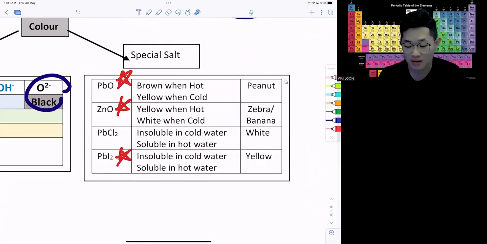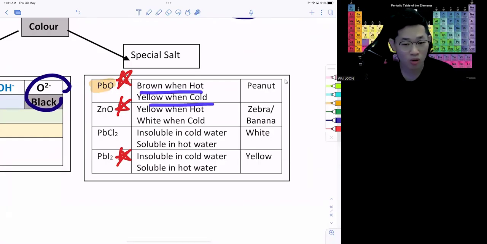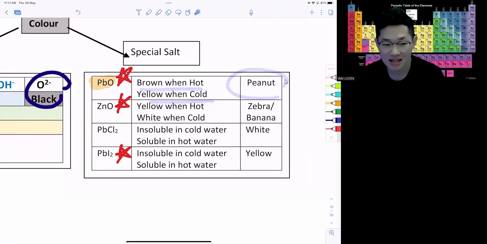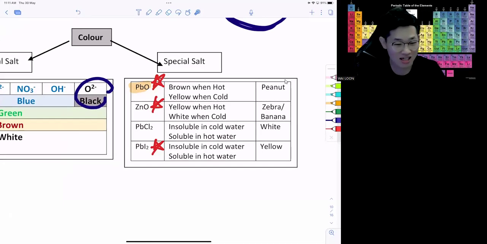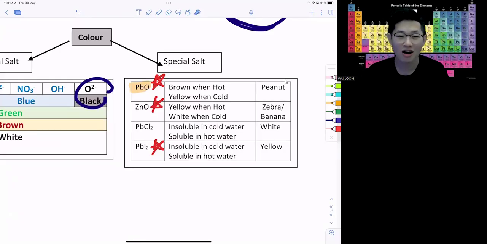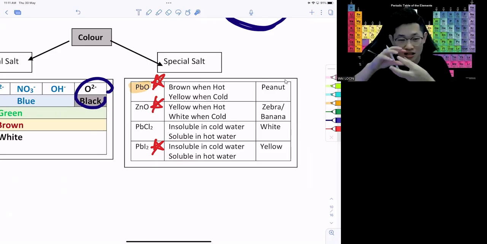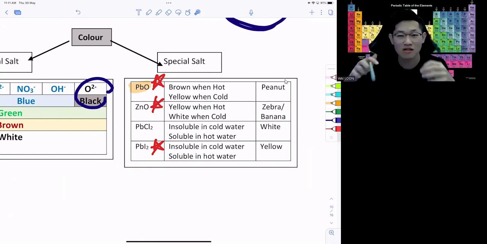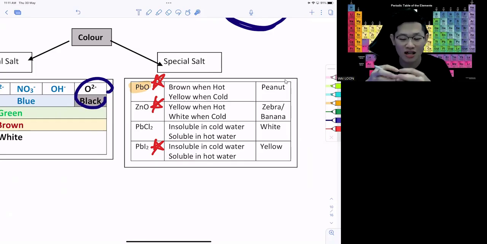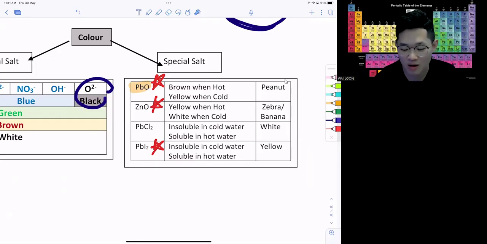Lead(II) oxide, PbO, is brown when hot, yellow when cold. We call it the peanut. P for peanut. If you agree, you can use this example to remember. The color of the peanut, like the nasi lemak peanut, the outer skin is always brown, because they fried it already. After frying it becomes brown, so it's brown when hot.